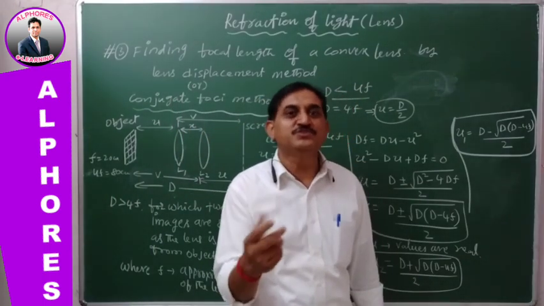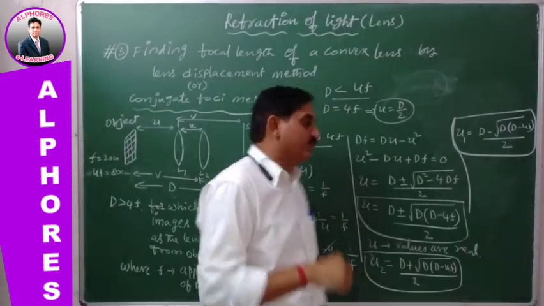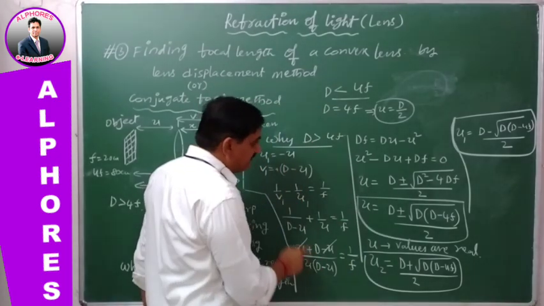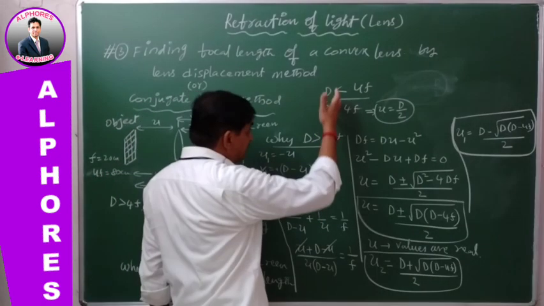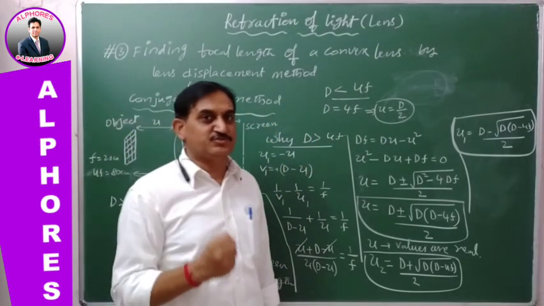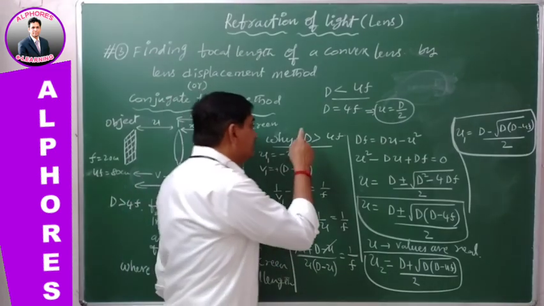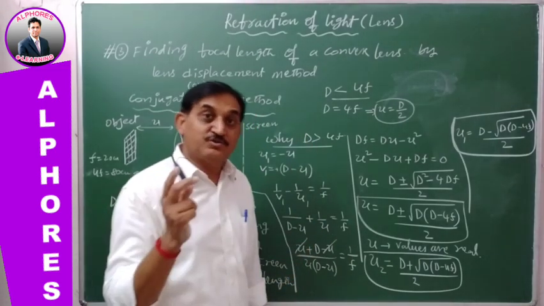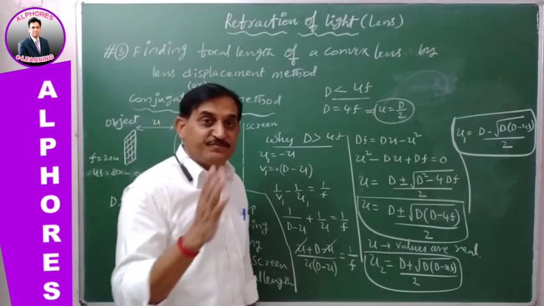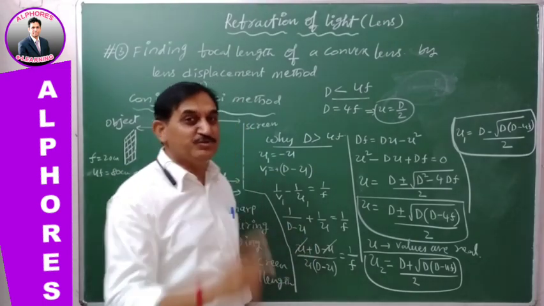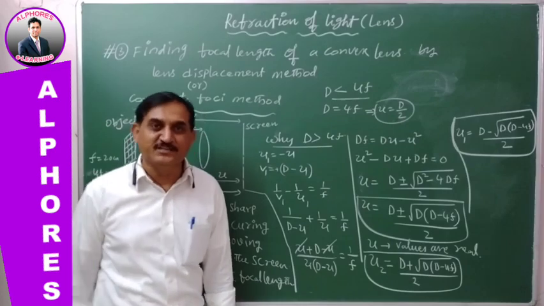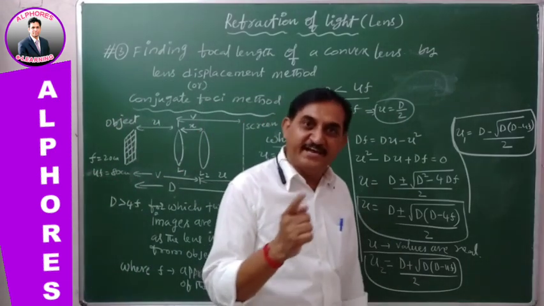We are raising a question: why is D greater than 4F? For that, I gave a clear proof. Otherwise, the other two cases are not giving the conjugate foci, two sharp images. Only for this case are we getting two sharp images at two different positions of the lens, where object position and image positions will be interchanged, so that it is called conjugate foci.